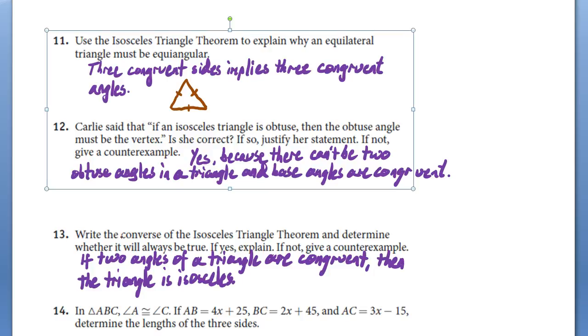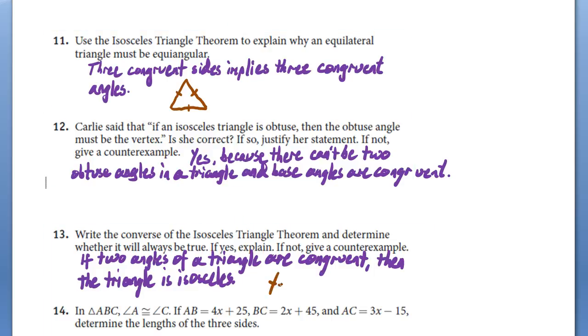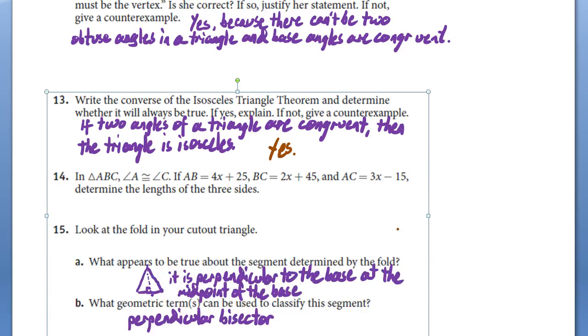Number 13, write the converse of the isosceles triangle theorem. So let's take the isosceles triangle theorem, just reverse the order of the sentence. It might look something like this. If 2 angles of a triangle are congruent, then the triangle is isosceles. Is that true? Yes, that's always true. So that's a way to find out if a triangle is isosceles. Look to see if 2 angles are congruent.